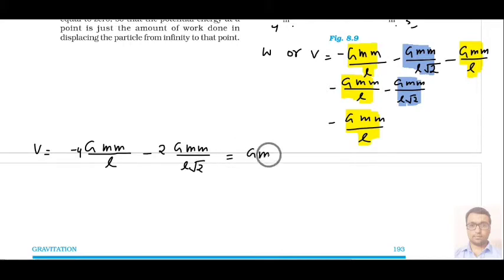You can simplify this by taking G m square upon L common with a negative sign. Or take minus 2 also common, because the maximum we can take common is 2 G m square upon L. Here we will have 2 plus 1 upon root 2 as the remaining term.